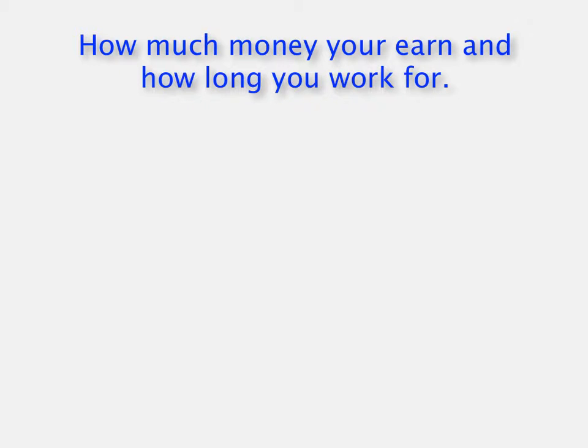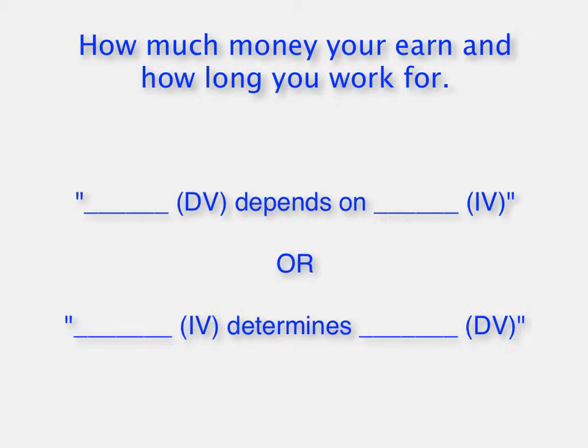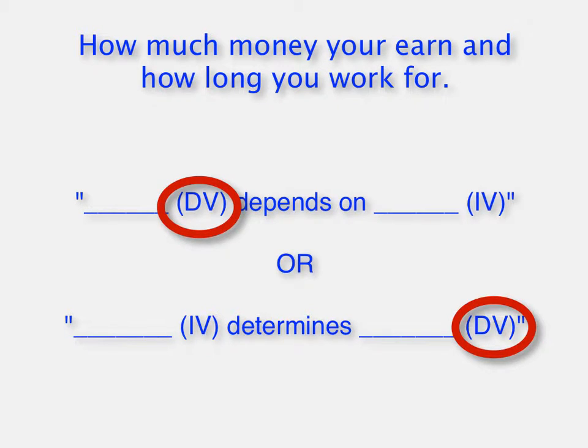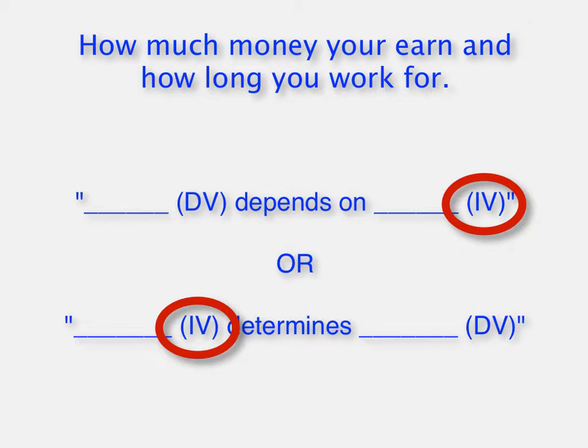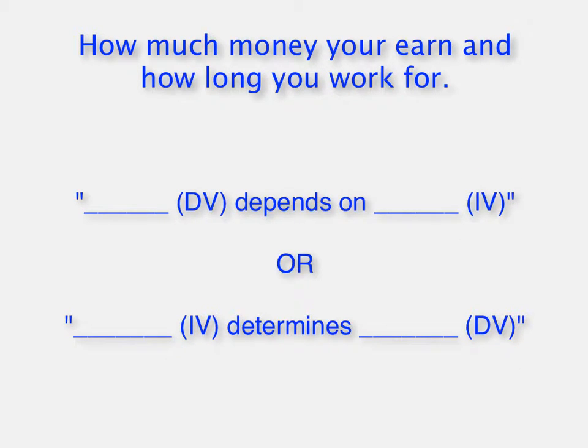If intuition doesn't seem to be helping you figure out which one is which, you can try this. Take a look at these two statements below and try inserting the two quantities into the blanks and seeing which makes more sense to you. And when it makes sense, you'll see next to the blank DV for dependent variable or IV for independent variable, so you know which one is which.